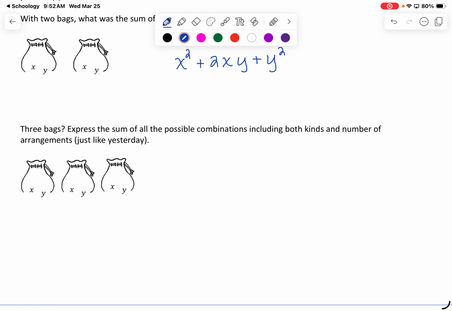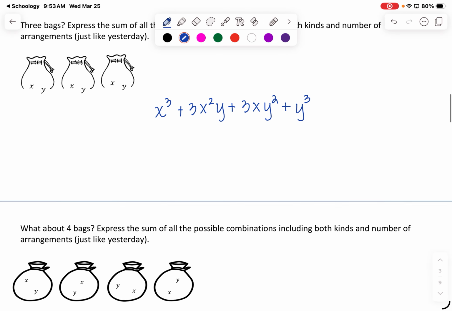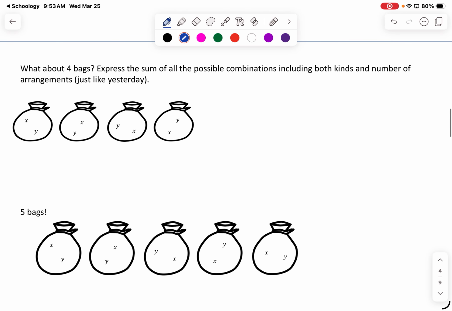For 3 bags, there was 1 way of getting x times x times x, or x cubed. There were 3 ways of getting 2 x's, or x squared times y. There were 3 ways of getting an x and 2 y's, or x times y squared. And there was 1 way of getting 3 y's. Okay, and what about 4 bags?